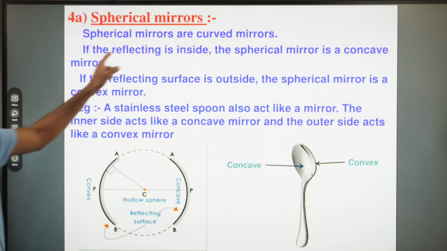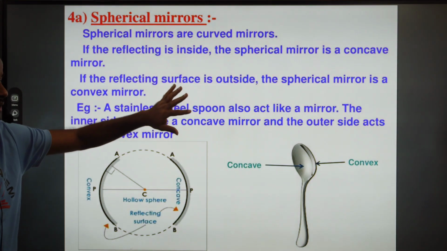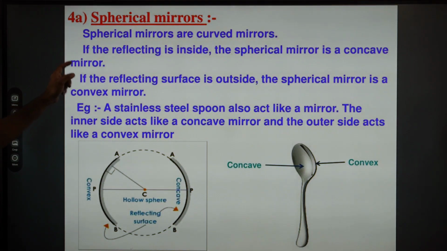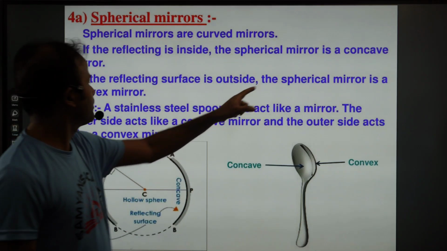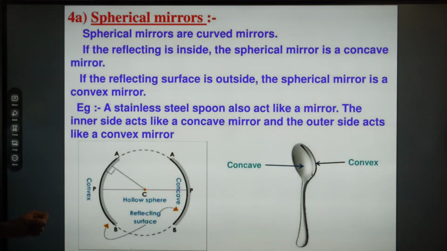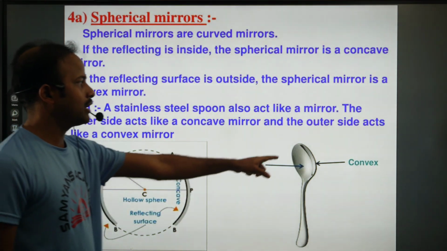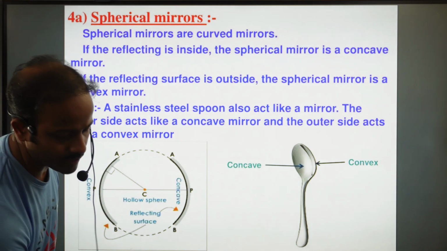Concave means the reflecting surface is inside the mirror, and a spherical mirror like that is called a concave mirror. If the reflecting surface is outside, like that spherical mirror, we call it a convex mirror. Now you see here we have a stainless steel spoon, which also acts like a mirror. The inner side acts like a concave mirror.